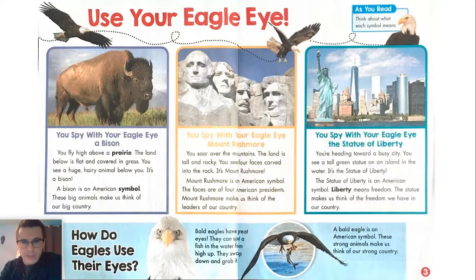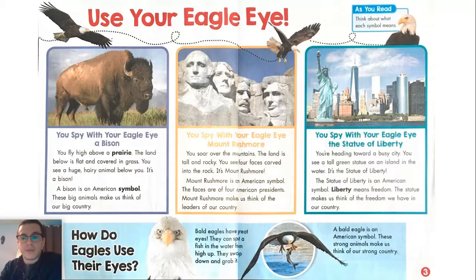You spy with your eagle eye Mount Rushmore. You soar over the mountains. The land is tall and rocky. You see four faces carved into the rock. It's Mount Rushmore. Mount Rushmore is an American symbol. The faces are of four American presidents. Mount Rushmore makes us think of the leaders of our country.